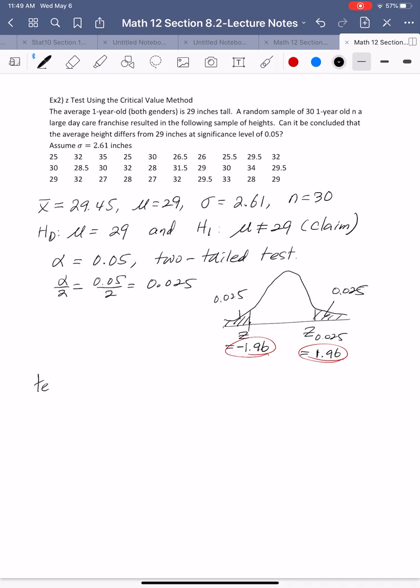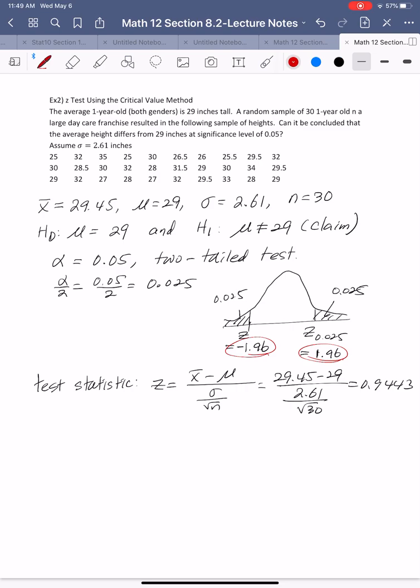Now we have to find the test statistic, which is a z-score: x bar minus mu over sigma over square root of n. X bar is 29.45. Subtract 29, over 2.61 divided by square root of 30. And then I got 0.9443. So 0.94 is about here, less than 1.96, right? So I want to say 0.94 is in here. So now the z-score is in the non-critical region.